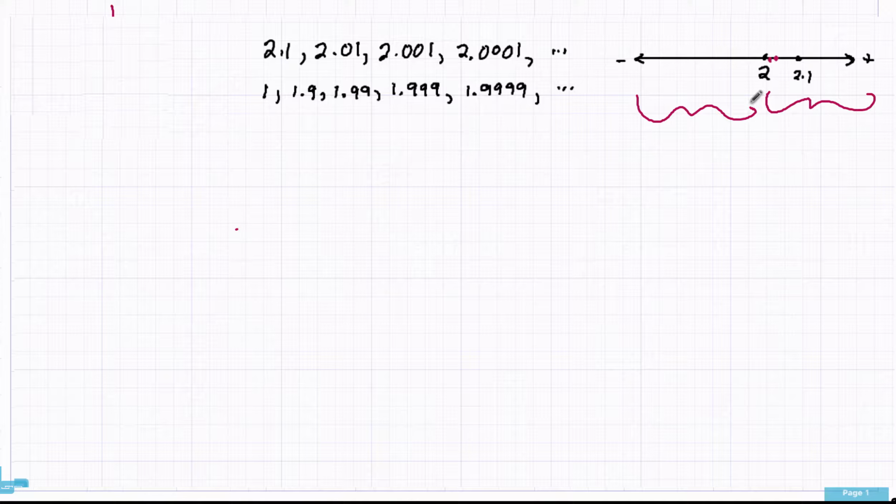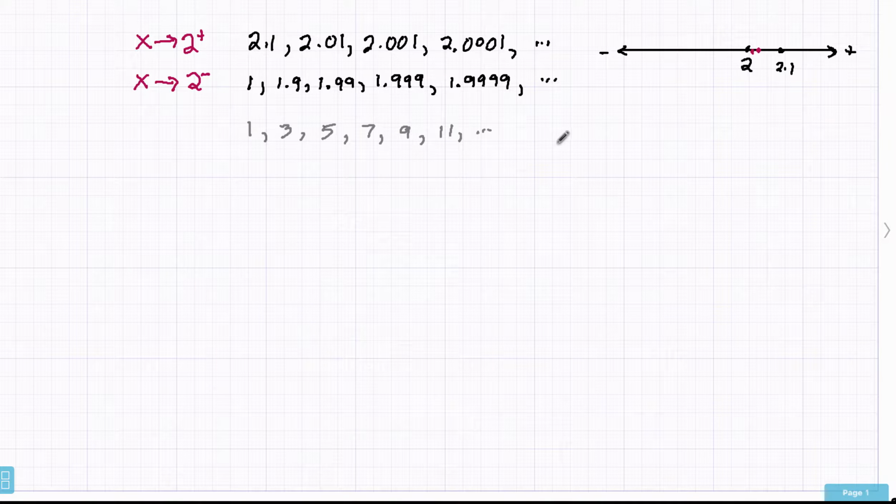So that inspires a convenient notation for indicating numbers in a list that are approaching 2 coming from the positive half of the number line, or numbers approaching 2 coming from the negative half of the number line.